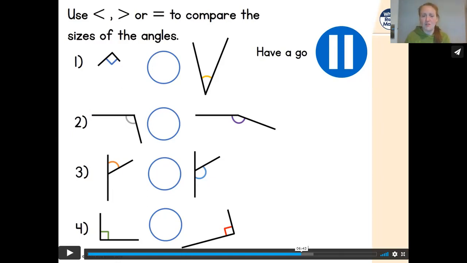So what would I put in here if they are both the same? Well done, we put the equal sign. This right angle is equal to this right angle because they are both 90 degrees. Number one, we can see on the left we've got a right angle. We'll just check it over.